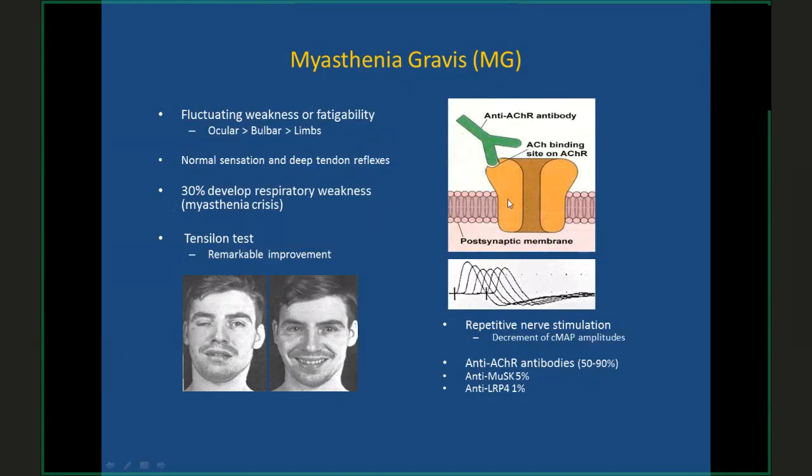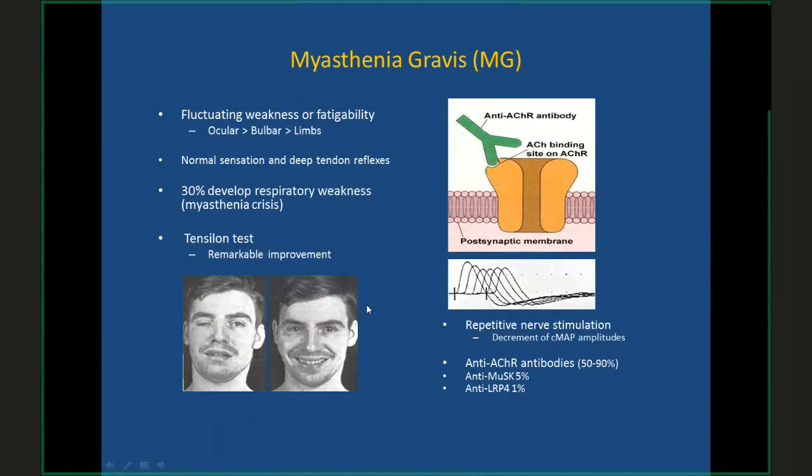Of course, for myasthenia gravis, we check antibodies, especially anti-acetylcholine receptor antibody. About 50% of ocular myasthenia gravis patients, or 90% of generalized myasthenia gravis patients, will have the antibody. The second antibody is the MuSK antibody, about 5%. The third antibody, LRP4, about 1%. Usually I check the anti-acetylcholine receptor antibody. If this comes back negative, but clinically the patient really sounds like myasthenia gravis, I will check the anti-MuSK antibody.